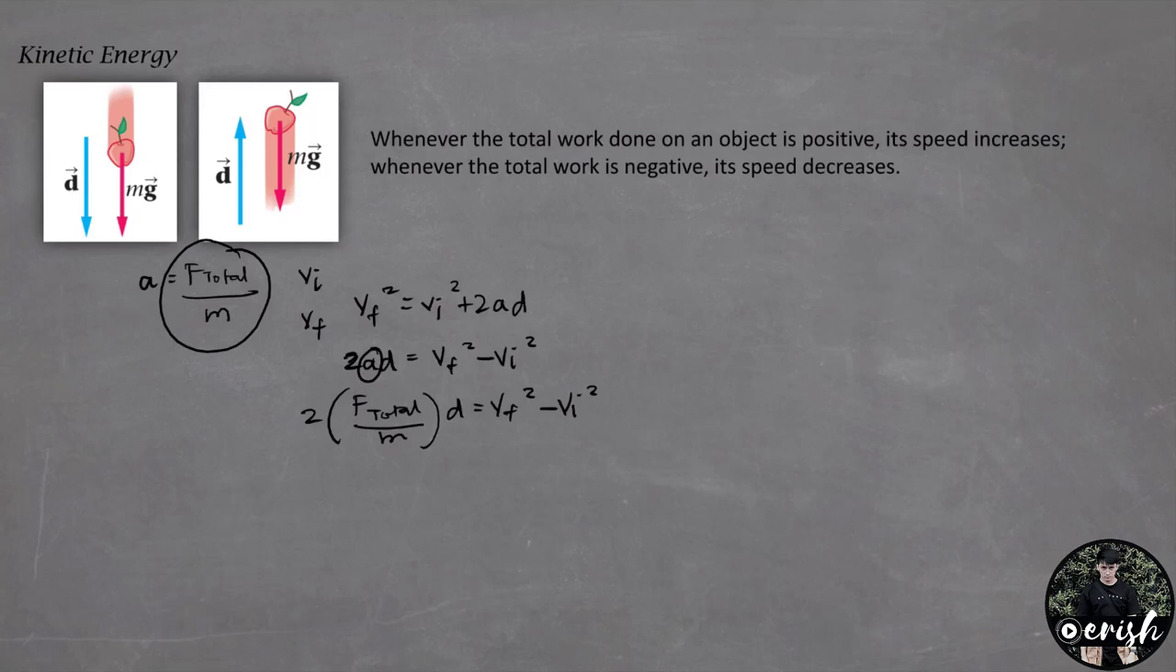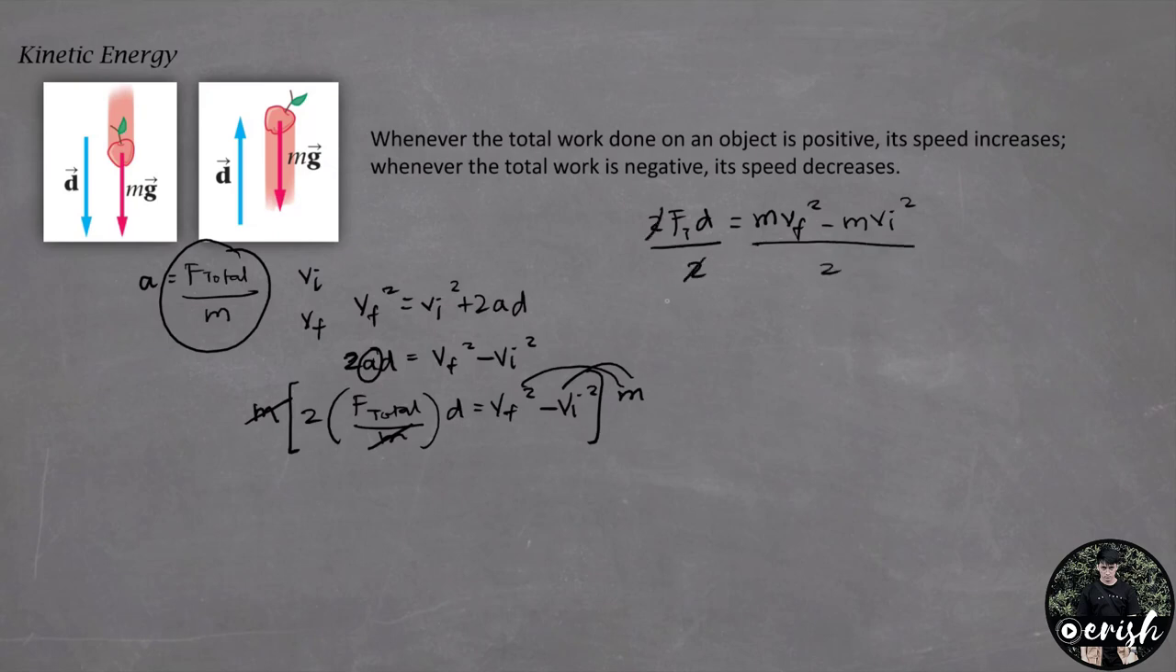Let's multiply the whole equation, magkabilang side, by the mass para makancel yung mass dito. So this is cancel na. We have now 2 times force total times d equals, i-distribute natin yung mass dito, we have m v final square minus m v initial square. And we divide both sides by 2. So cancel na natin. We have here F total times distance, this is now 1 half m v final square minus 1 half m v initial square.